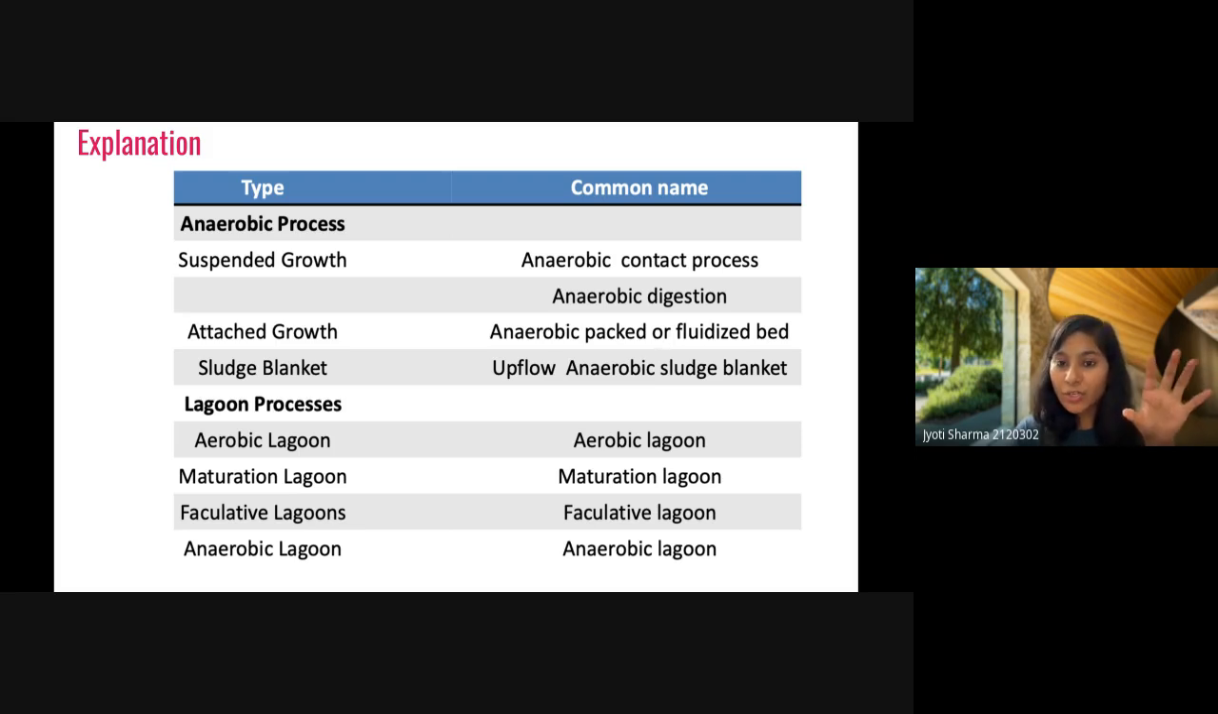There will be maturation lagoon. Facultative means the transition where we may have oxygen and where there is also absence of oxygen. Anaerobic is at the bottom of your lagoon, where there will be no contact of oxygen with the microorganism. Okay, so these are the different regions or different types of lagoons we can have for the treatment of the wastewater.